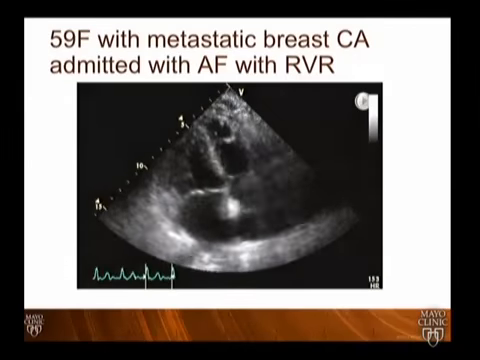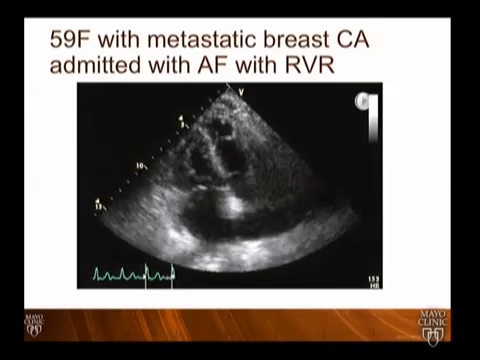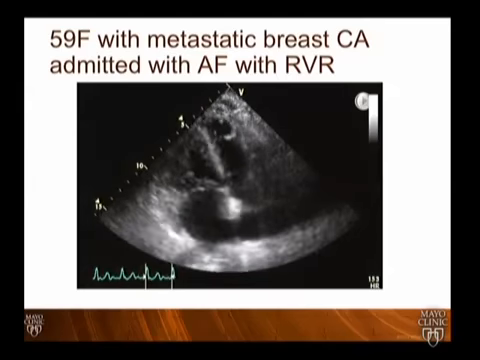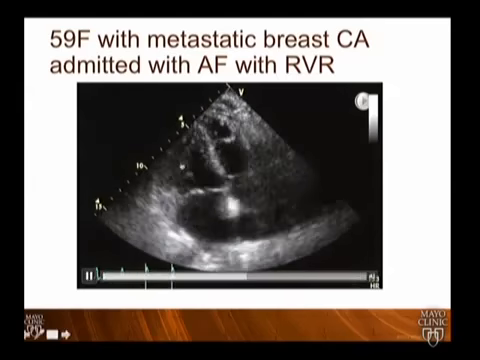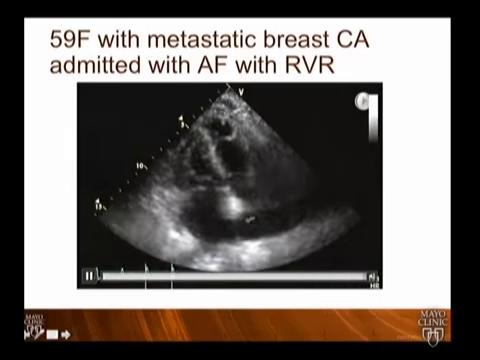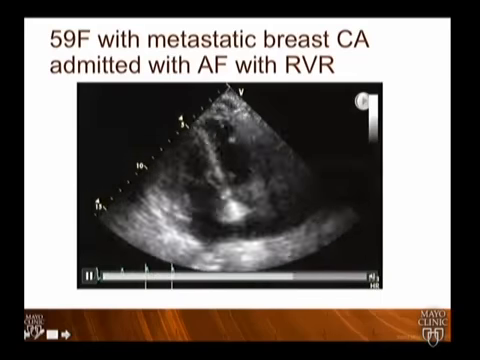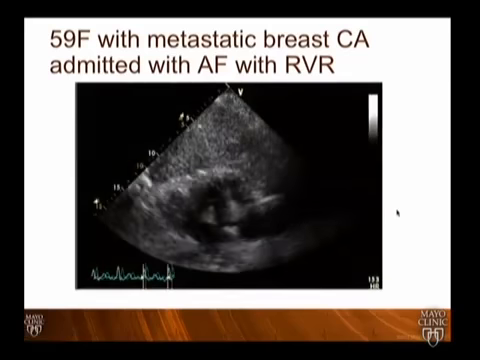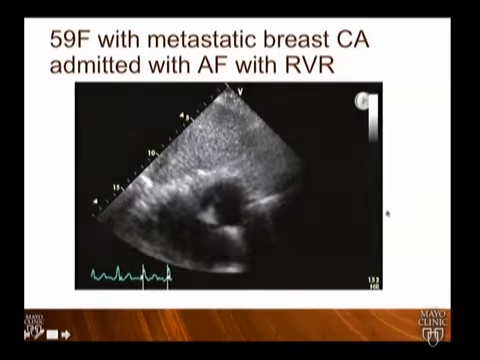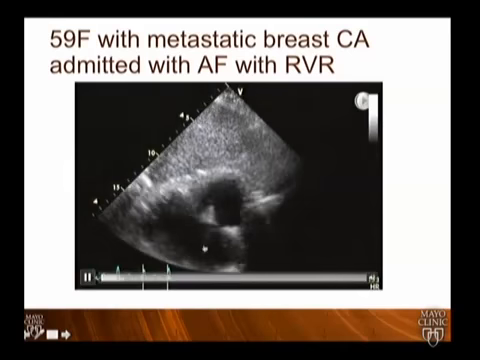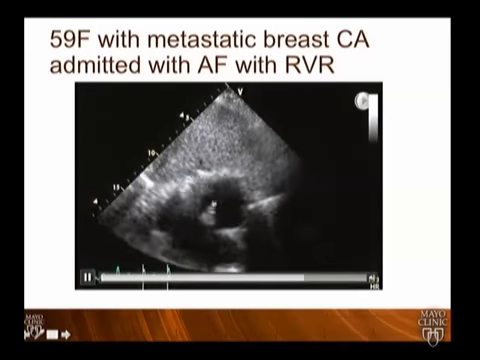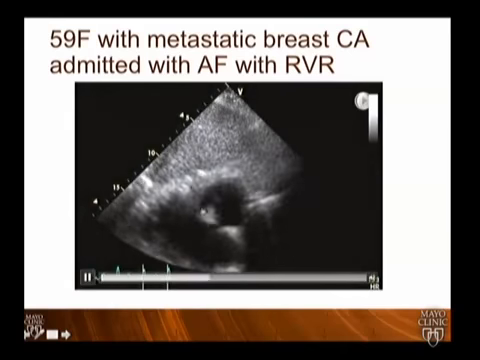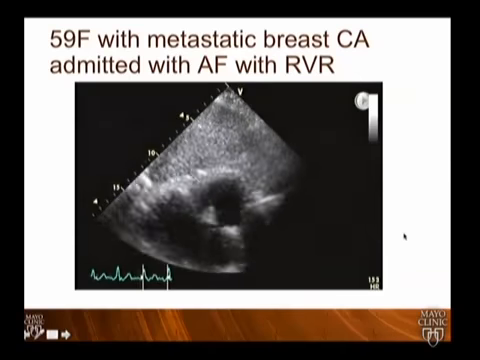So this is a 59-year-old woman with metastatic breast cancer. She was admitted with atrial fibrillation with rapid ventricular response. This is an apical 4-chamber view, LV, RV, LA, RA, and this was the area of concern. I'm going to show you one more image before we vote on what we think it is. Here's a subcostal view, right atrium, left atrium, and this was the area they were concerned about, and there were multiple images taken.